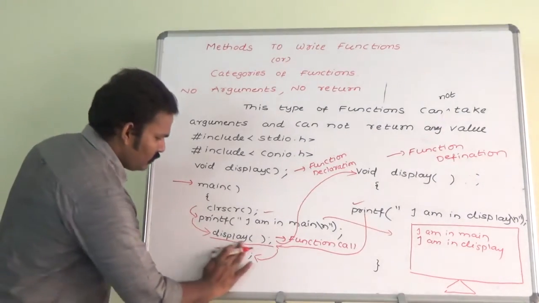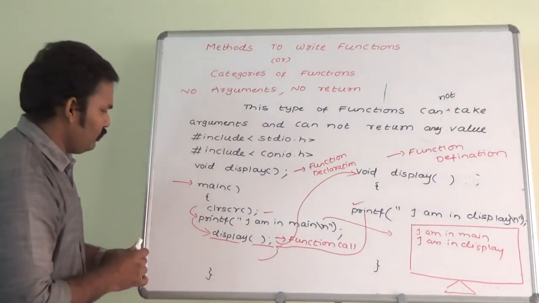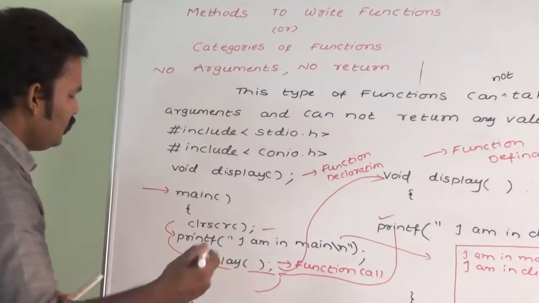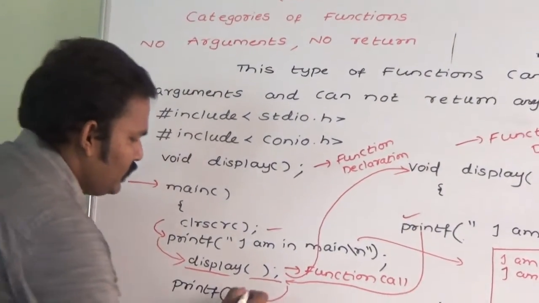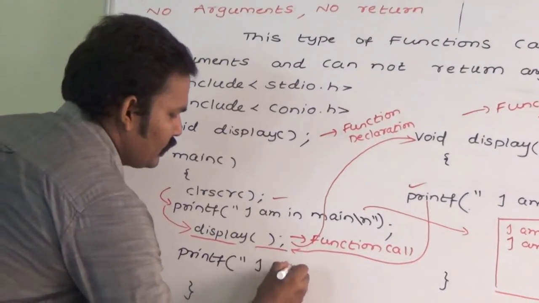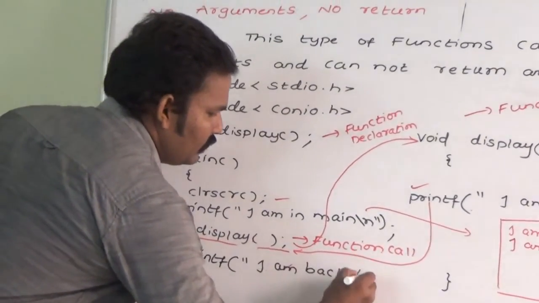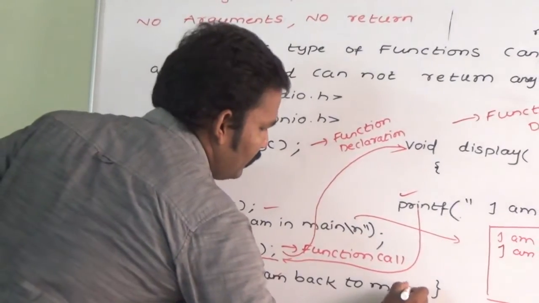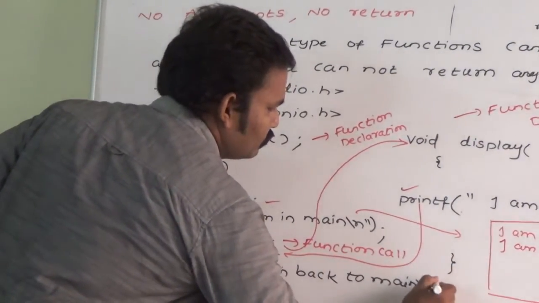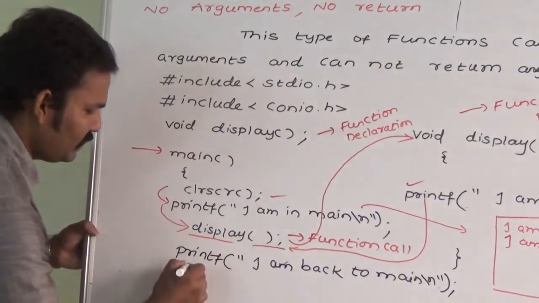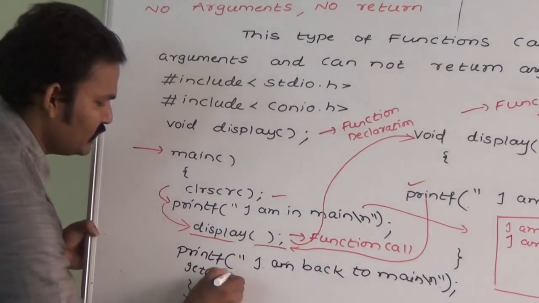Okay. So before the getch function, if I want to, I can write one more statement also. So printf I am back to main. Okay. Right. After printf, here I am writing the getch function.